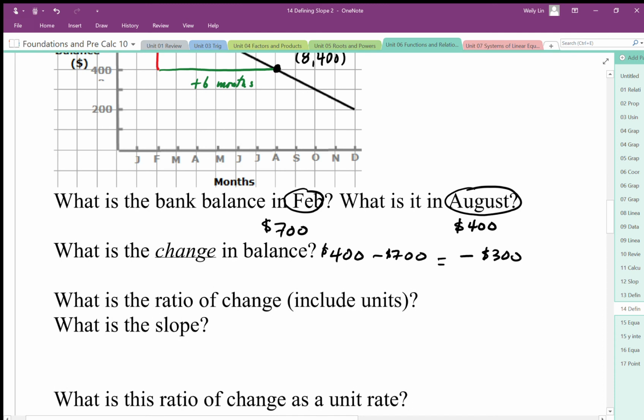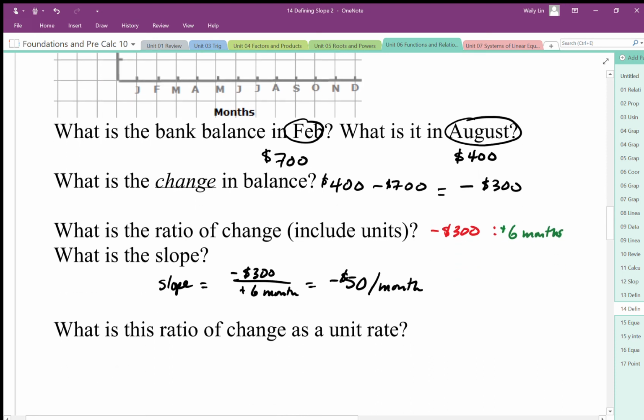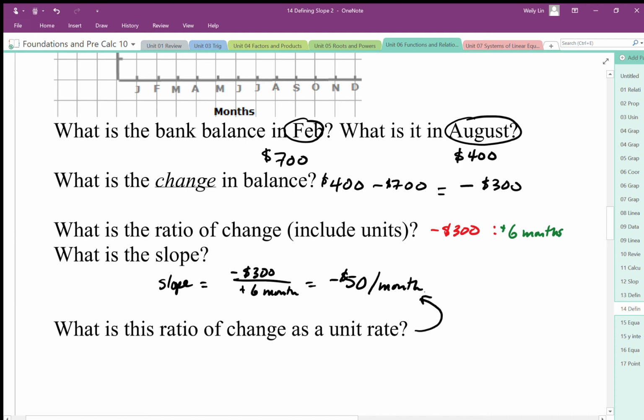So the ratio of change is going to be negative $300, compared to 6 months of change. And so the slope, when we work it out, is going to be equal to negative $300 over 6 months. Okay, remember y goes on top, the x goes on bottom, and when we simplify this, when we work out a unit rate, we get negative $50 per month. Okay, so that represents our unit rate. So this is a ratio of change as the unit rate. Okay, so we can express our slope as negative $300 every 6 months. We could also express this as a unit rate of negative $50 per month.